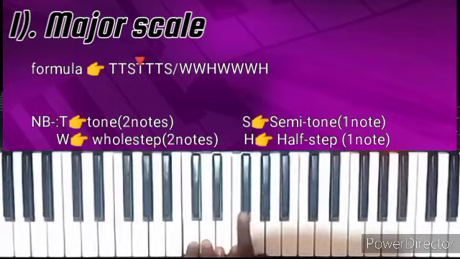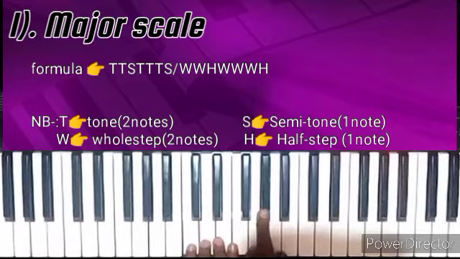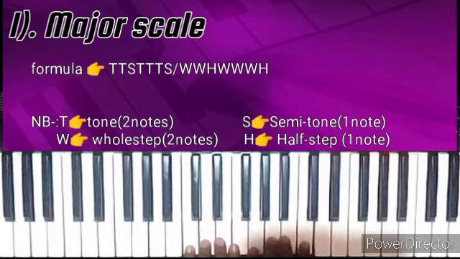So the next in the formula is tone, so add two notes. We've gotten five. The next is tone, add two notes, this and this. We've gotten six, add two notes again, and semitone, that's one note. So this group of notes is what we call the C major scale.